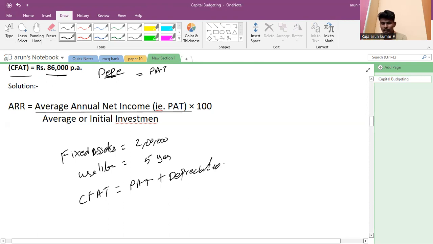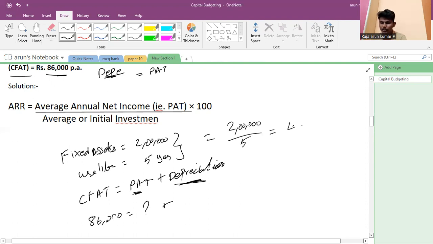Okay, we exclude the depreciation, we find out the PAT. We know cash flow after tax is 86,000 and we don't know PAT, and we know the depreciation. How do we know? Depreciation is the fixed asset divided by useful life. Fixed asset is 2 lakh, useful life of the asset is 5 years, equal to 40,000 is the depreciation.